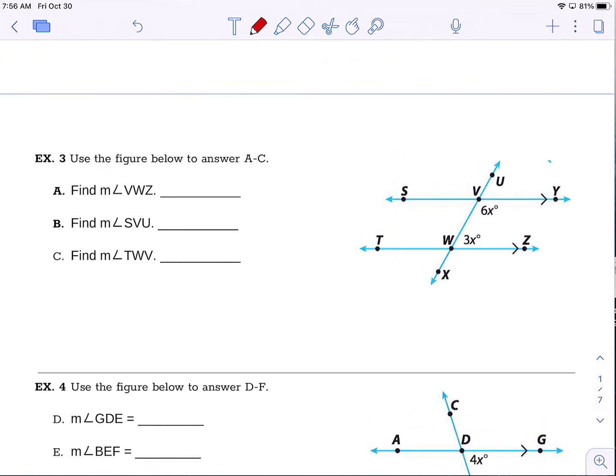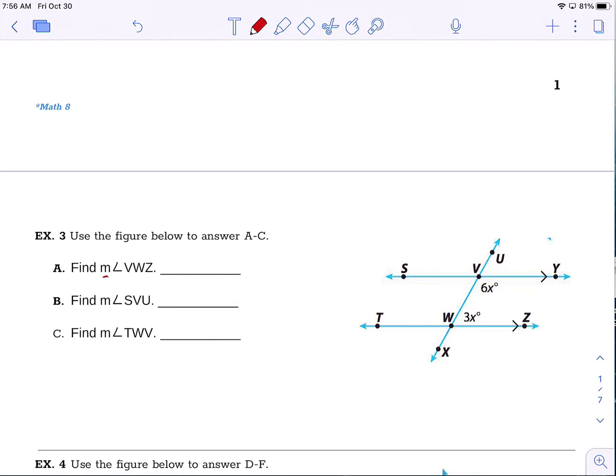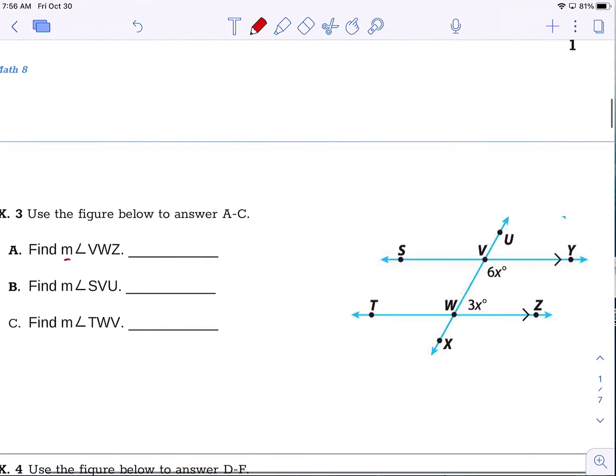So it says use the figure below to answer A, B, and C. Now this is another thing that I wanted to make sure we understood. It says find the measure, remember M means measure, of VWZ. So when you're saying what angle is that, all you do is go to the points and follow along. So I'm going to outline them. V to W to Z, right there. So that means I'm looking for that angle, which is labeled as 3x.